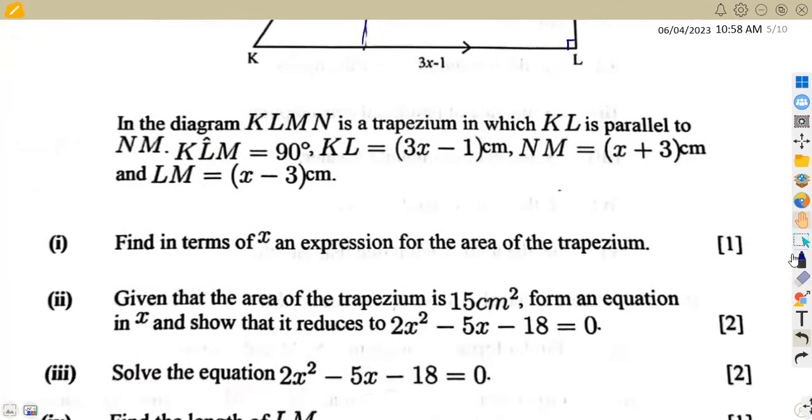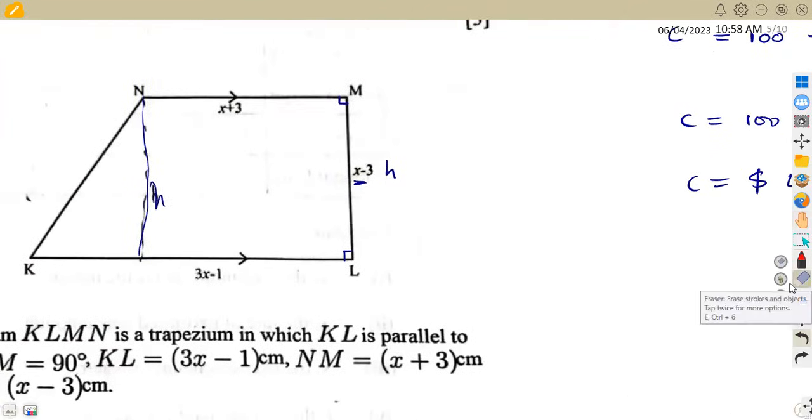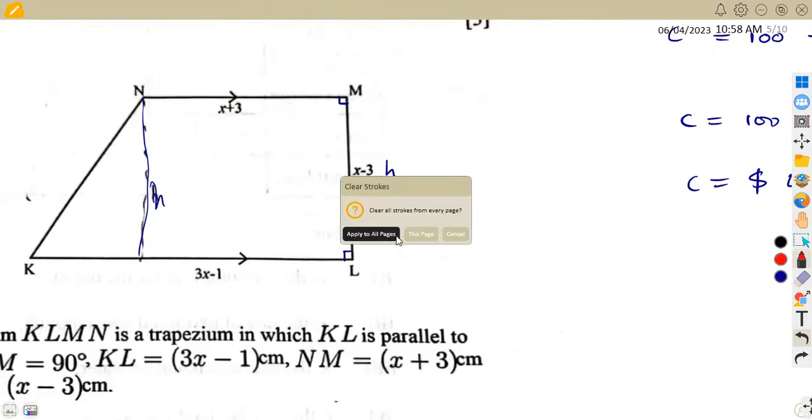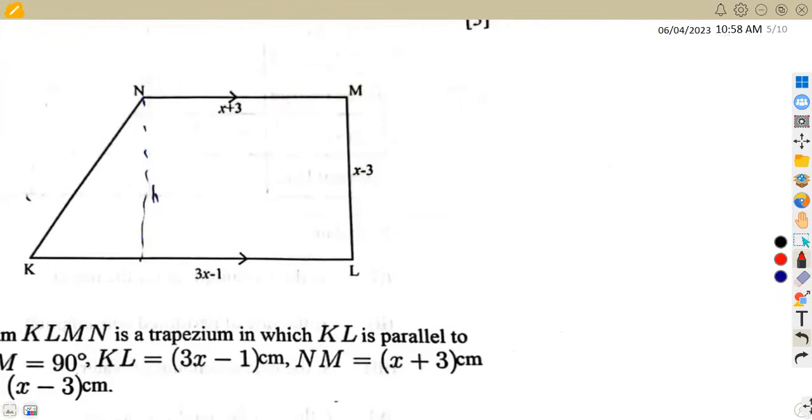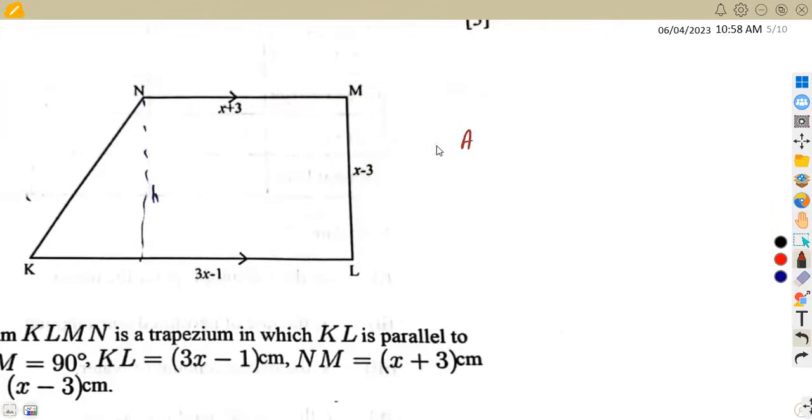So the question from the first part was to find, in terms of x, an expression for the area of the trapezium. All right, so area of a trapezium. In this case, we are given the perpendicular height, the sides which are parallel, and so forth. So remember that area is of a trapezium, not a parallelogram. Okay, so let me just mark this as B item 1.